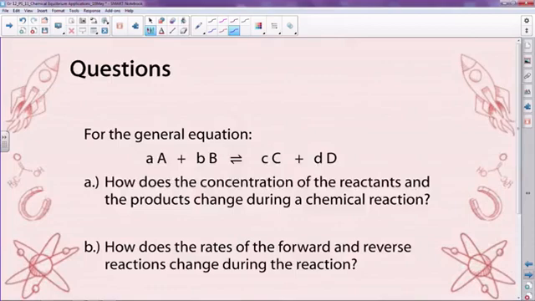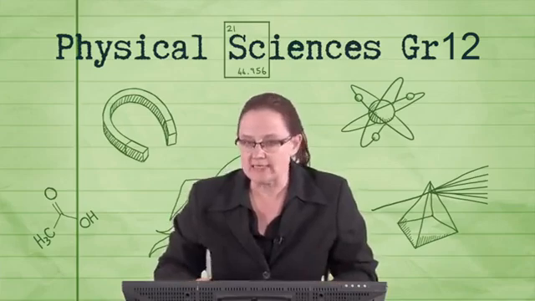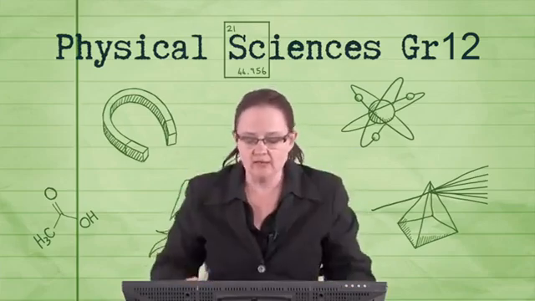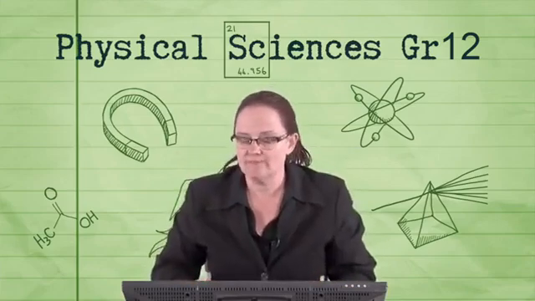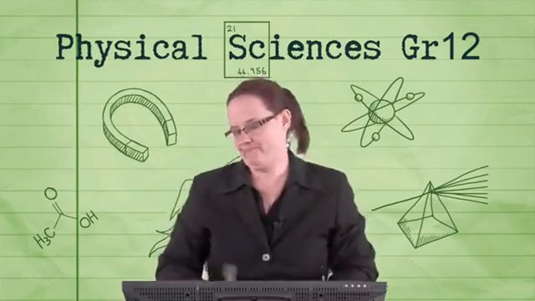For the beginning, it says for the general equation, how does the concentration of the reactants and products change during a chemical reaction, and how do the rates of the forward and reverse reactions change during the reaction? That's really important. So I'm going to give you 2 minutes, and I want you to see if, even in shorthand, you can answer those 2 questions for me. So I'm giving you 2 minutes, and those 2 minutes start now.